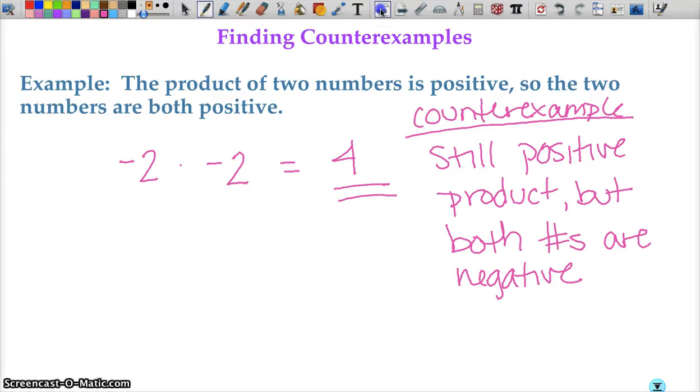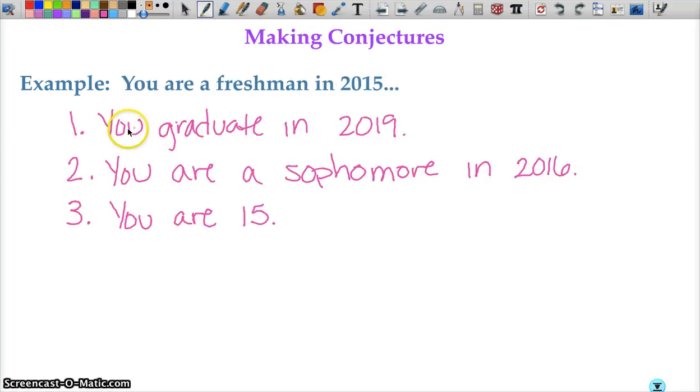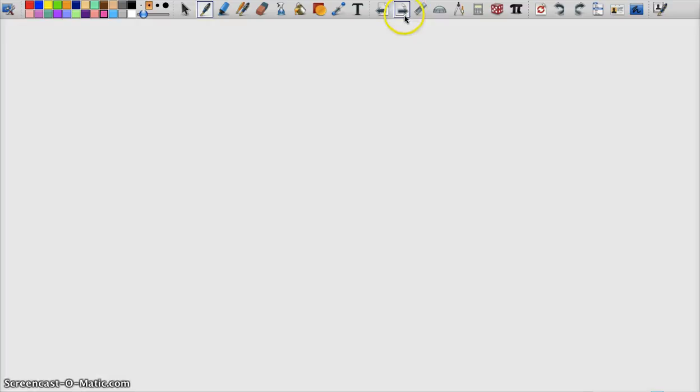Now if I go back to our previous example where I say you graduate in 2019, well, a counterexample would be that you graduate early. Maybe you graduate in 2018. Being a sophomore in 2016, same thing. Maybe you got ahead and maybe you're a junior in 2016. Number 3 being that you're 15. Maybe you're younger and you're only 14 as a freshman. So it's just saying that it's not necessarily always right, and here's a time when it isn't. So that's all that there is to that.